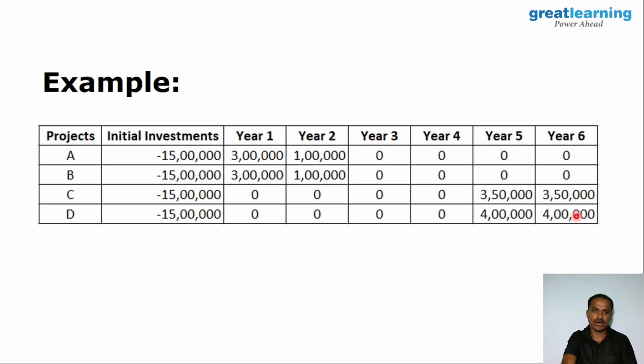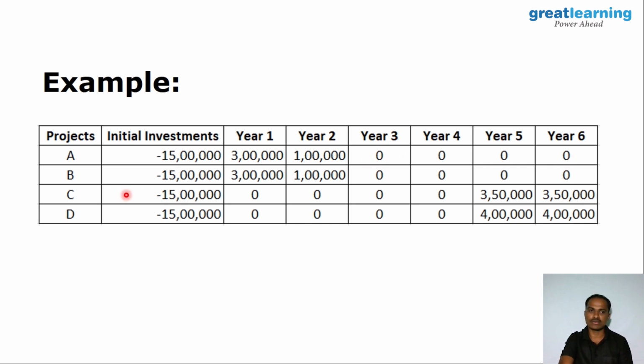Now, if we look at this simple example, what do we gather? What do we understand? Projects A, B, C, and D, all these four projects require an initial investment of 15 lakhs each, but project A and B start yielding returns from year 1 onwards. So 3 lakh, 1 lakh, 3 lakh, 1 lakh. They'll not take any time. Year 1 onwards, they'll start generating returns, but after that, there is no cash flow. Maybe after year 6, they would yield cash flows. There is no data available for this project.